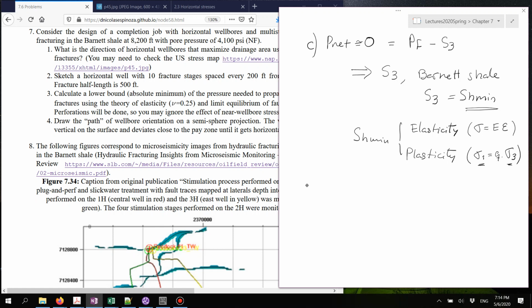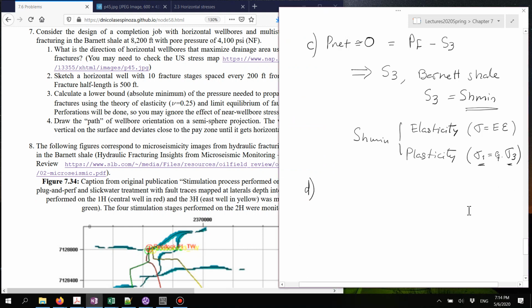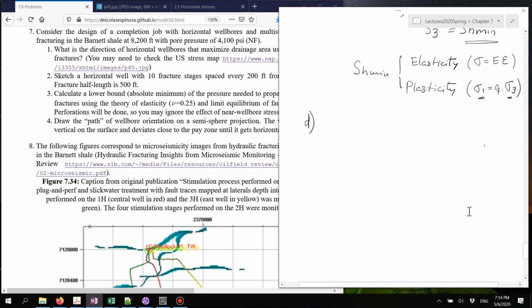There's one more thing before I forget. For number D, I would also like you to draw the path of the wellbore orientation on a semi-sphere projection or a stereonet projection. So that means that if you have a wellbore, here I'm just drawing a side view that goes from the surface.